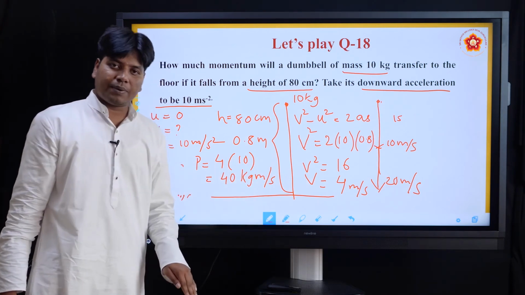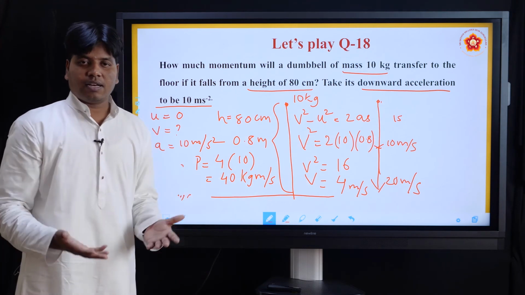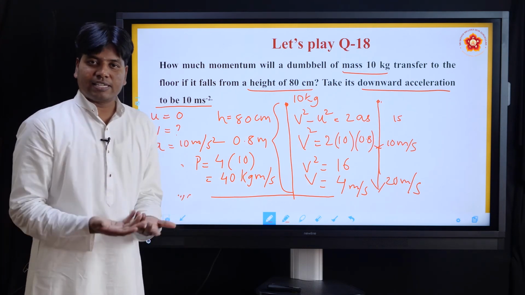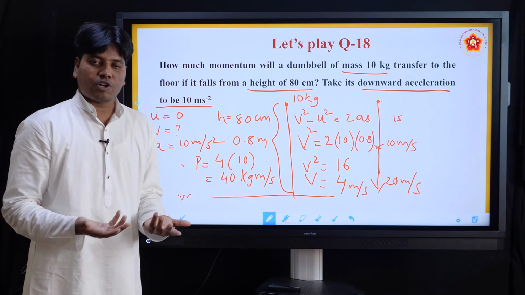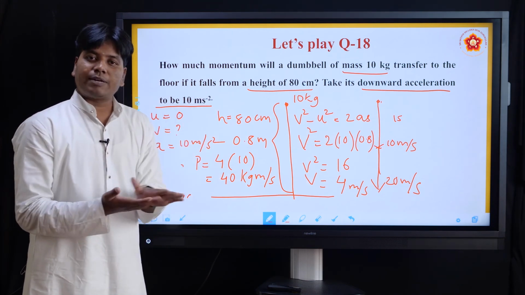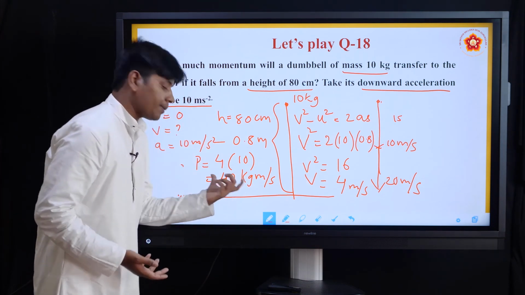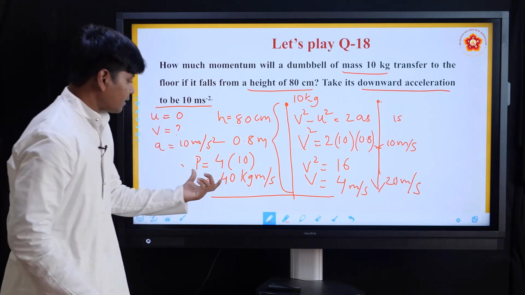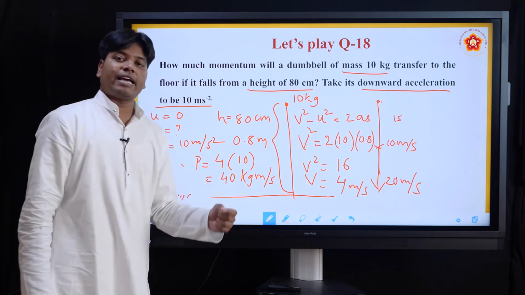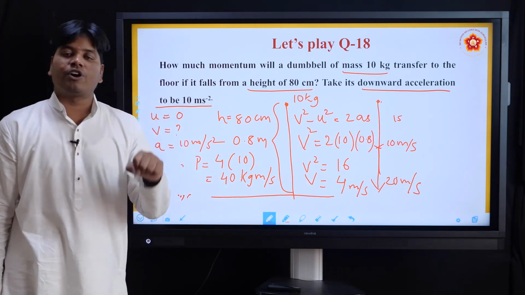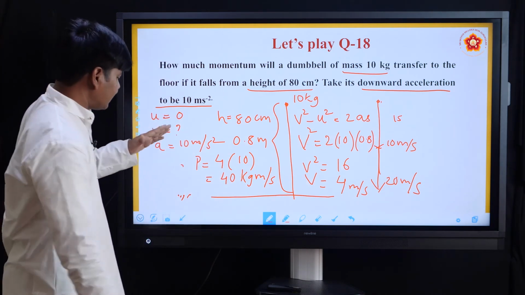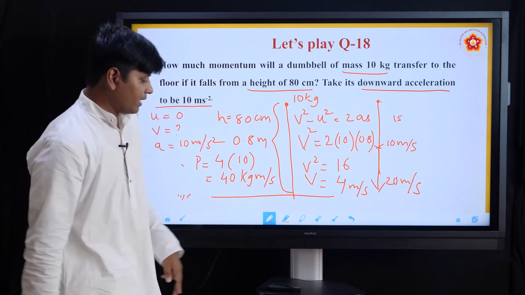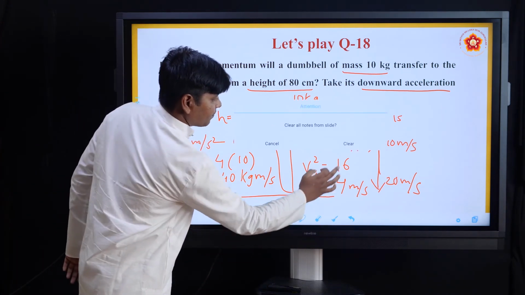After the impact, what happens? The dumbbell stays still, right? It does not have any momentum. The velocity is 0 after hitting the ground. That means where has the momentum gone? It transferred to the floor. So this is the magnitude of momentum that has been transferred by the dumbbell on the floor. So let us see the working and then explore an interesting concept.